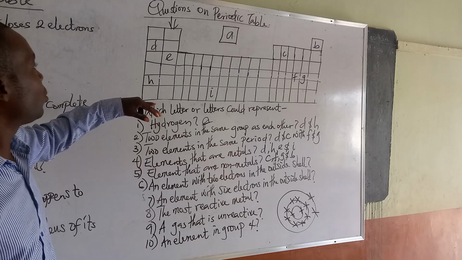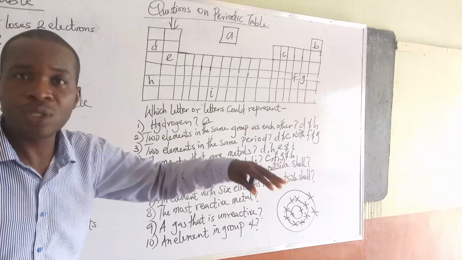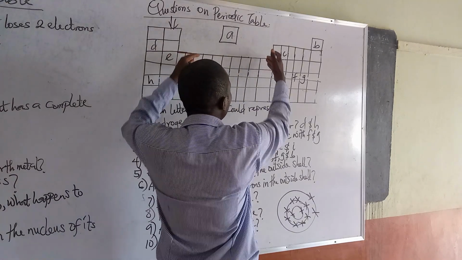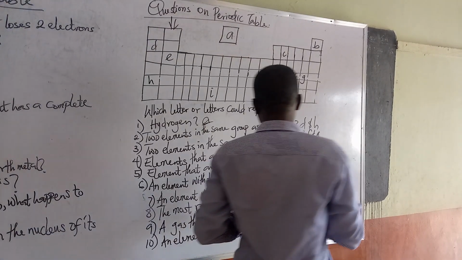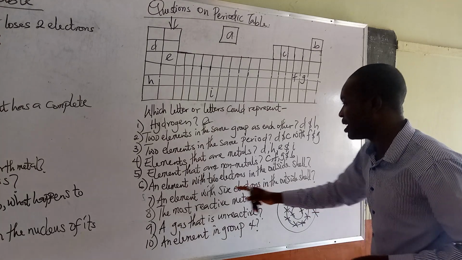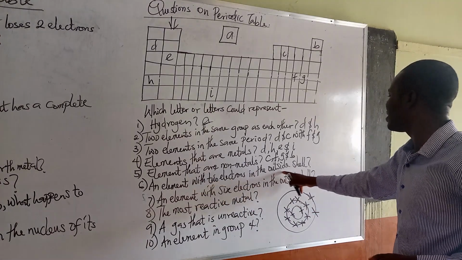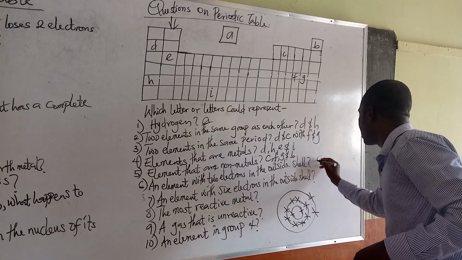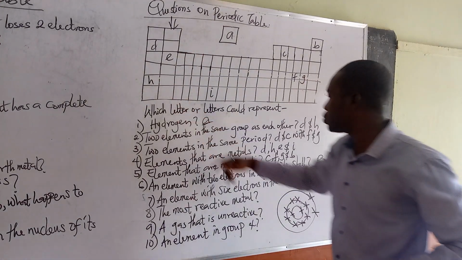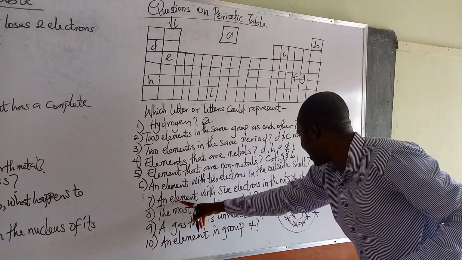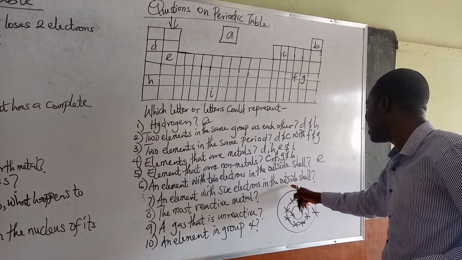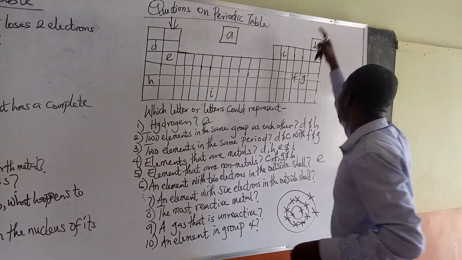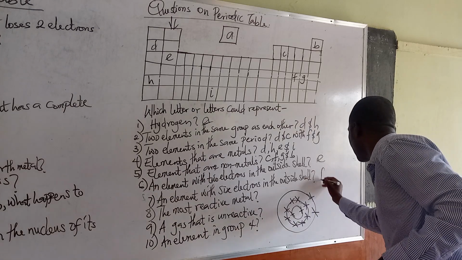until you get to the third period where you start adding the 10 transition elements. But all we are trying to explain at this point is that an element with 2 electrons in the outermost shell is in group 2, and that is E. E is the only one that we have in group 2. Then an element with 6 electrons in the outermost shell, that is group 6. So 1, 2, 3, 4, 5, 6. That is F.